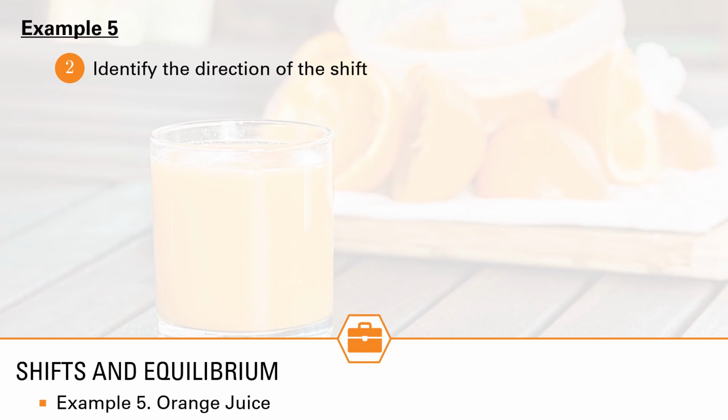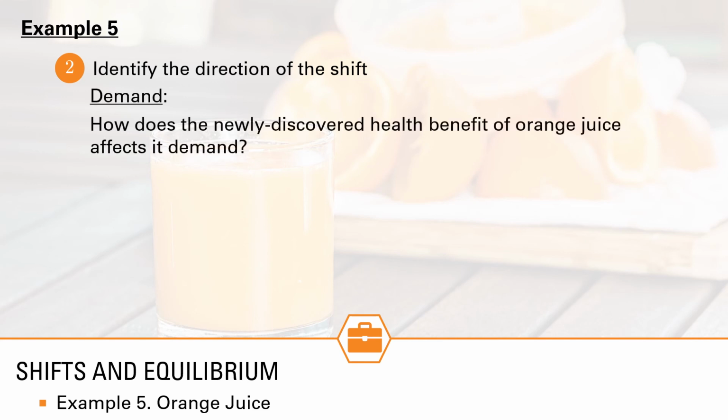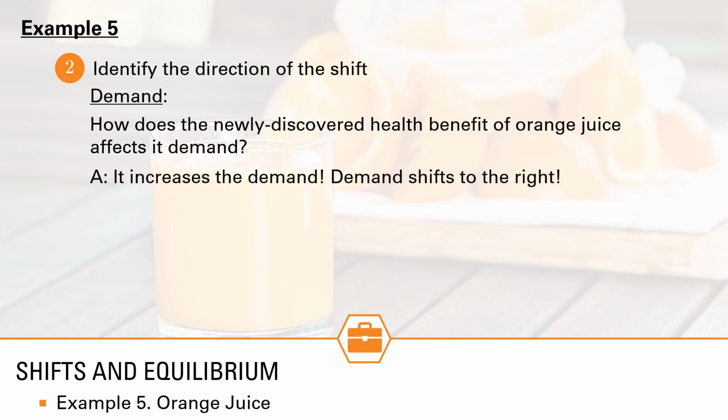Identify the direction of the shift. So how do demand and supply shift? Right, left? How does a newly discovered health benefit of orange juice affect its demand? Okay. So it increases demand, right? Because now people would want to buy more.